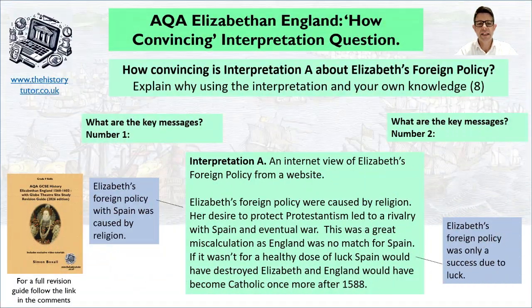Okay, so I found these, you might have found similar. So it says Elizabeth's foreign policy with Spain was caused by religion. I've also found an opinion that Elizabeth's foreign policy was only a success due to luck. Now, those are two great opinions because I can talk about them with lots of knowledge. We have lots of knowledge about religion, Catholic versus Protestants, etc. And we have lots of knowledge about luck with the Spanish Armada, etc.